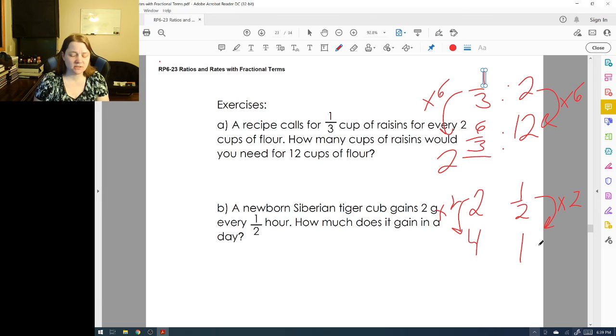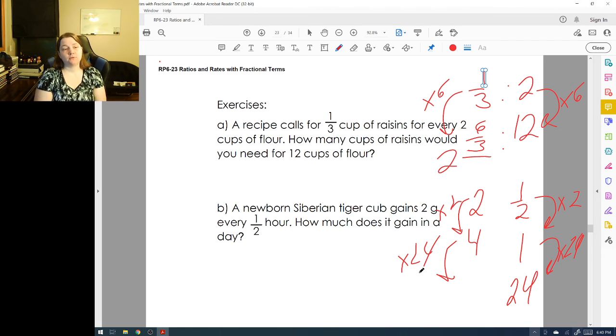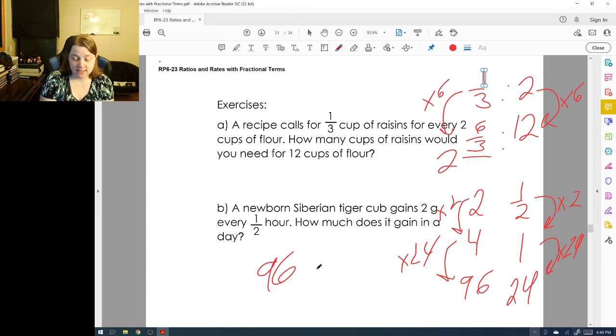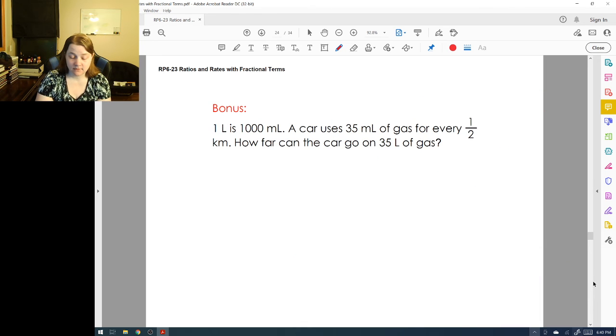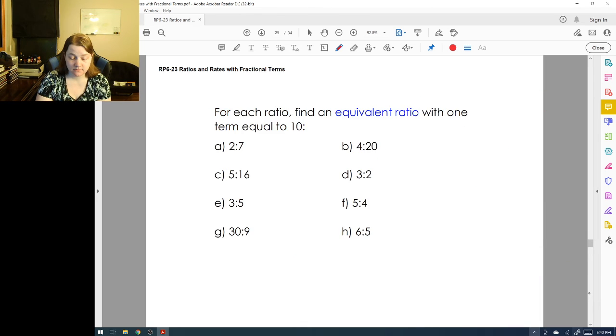How many hours are in a day? If you said 24, you're right. So we're going to multiply times 24 on both sides. 24 times 4 is 96. So that would gain 96 grams in 1 day. Oof.